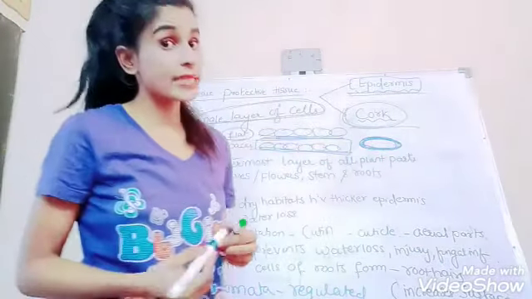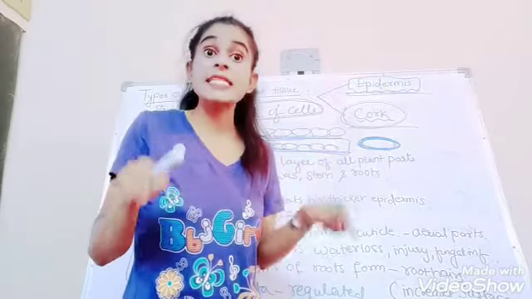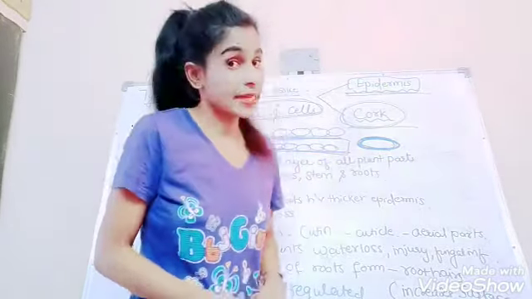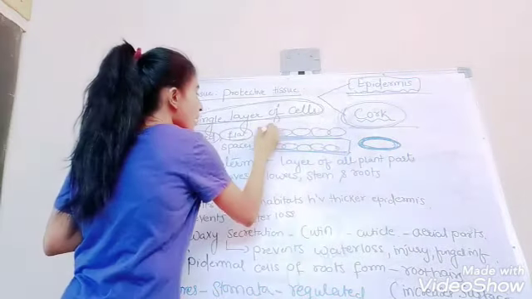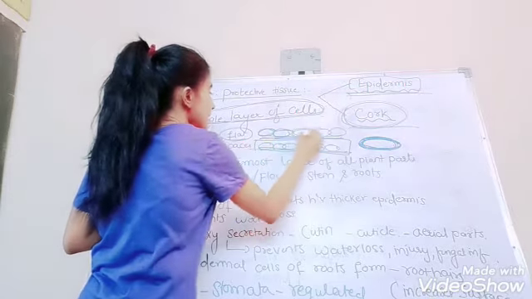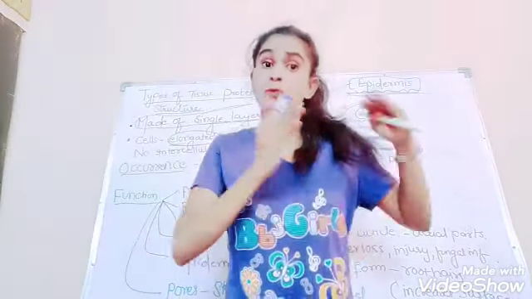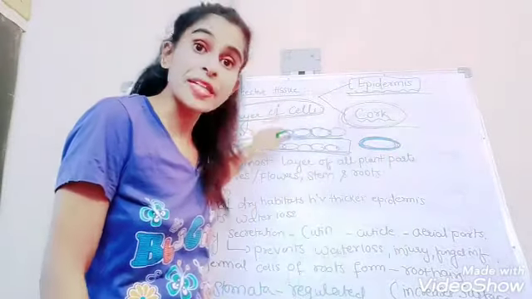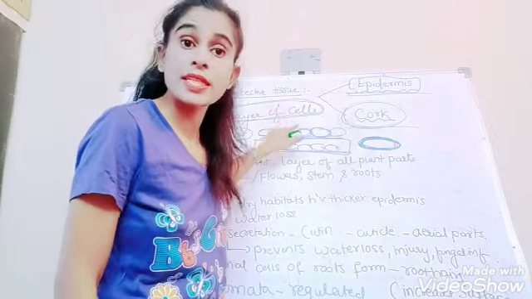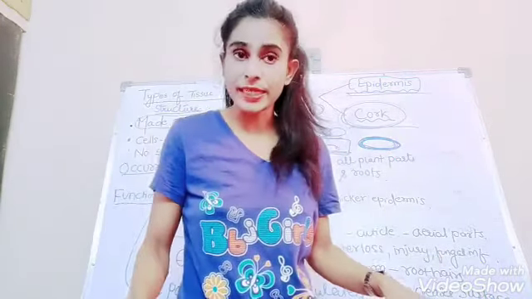How do the cells look? They are elongated, flat in shape. And the most important thing is that no intercellular space is there. I have told you about intercellular spaces, meaning the gaps between cells. But in the case of epidermal cells, no intercellular spaces are present. No gaps are there.